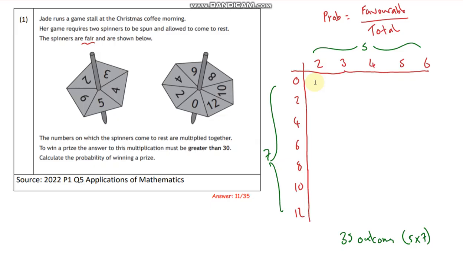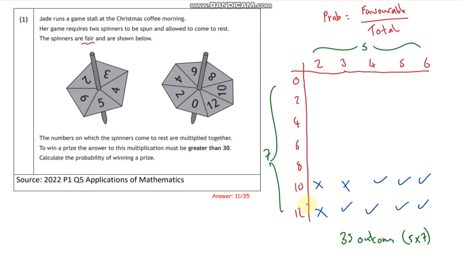So let's have a look then. We're looking for multiplications greater than 30. I think I'll start with the high numbers and work my way down. 12 times 2 is 24. That's not going to work, but this would work, wouldn't it? That's 36, and then they're all bigger, so these 4 are going to be okay. 30 is not any good, it has to be greater than 30.